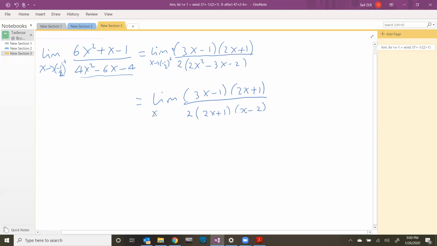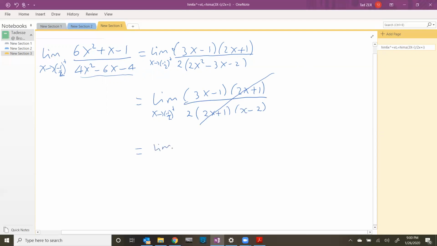So again, negative half from the right side. Let's check it. 2x times x is 2x squared, which is perfect. 1 times negative 2 is negative 2, which is perfect. 2x times negative 2 is negative 4x. 1 times x is 1x. Negative 4x plus x is what? Negative 3x. That's perfect. Now, you see here, these 2x plus 1 factors cancel out.